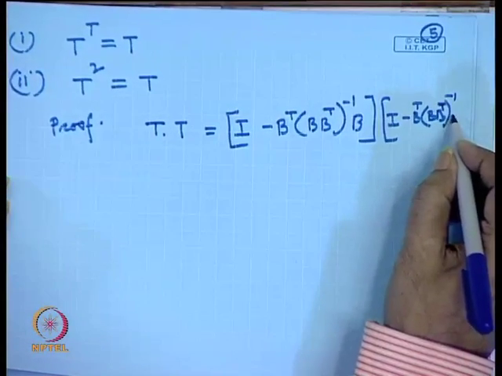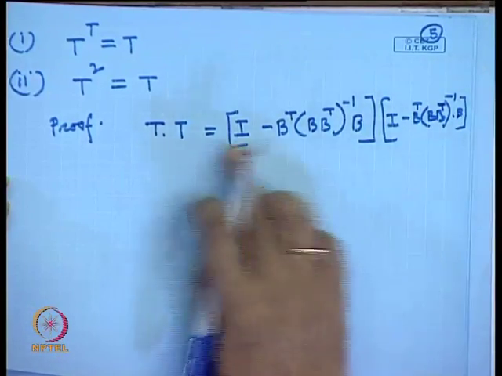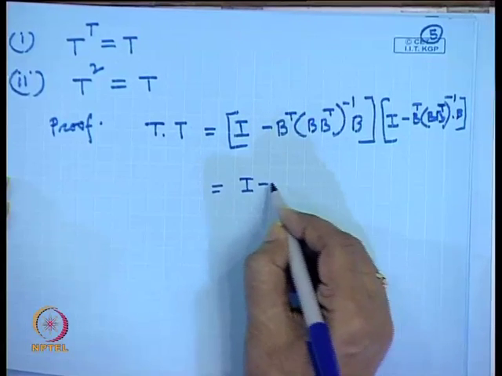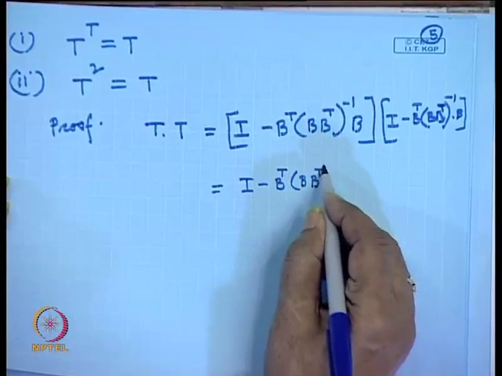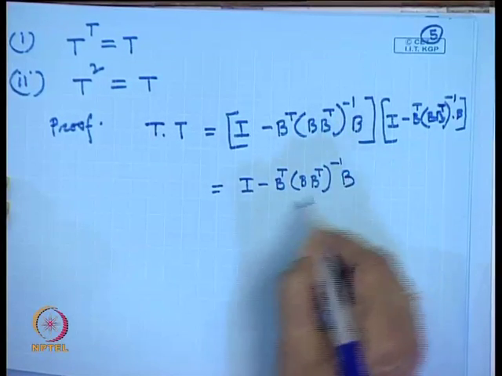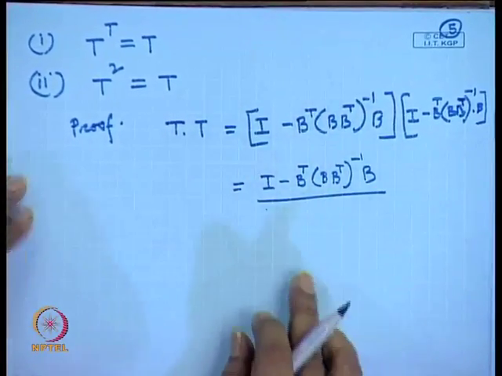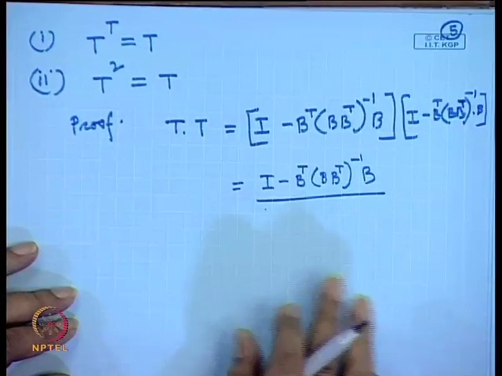Then multiplied by B. So, if you expand this one, ultimately you will get I minus B transpose, B B transpose whole inverse, B. So, kindly expand this one and prove yourself this is equal to this. So, there are two properties for the projection matrix.